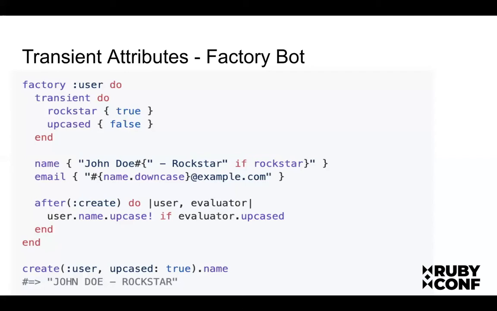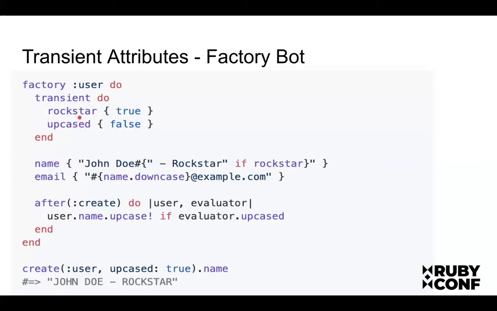Within FactoryBot, this is the factory and we are creating a factory. We can pass a different value to a transient attribute rather than its default value. These are the default values of transient attributes. This rockstar and upcase attribute do not exist in our database table, but we created these temporary attributes by defining them in the transient do block.